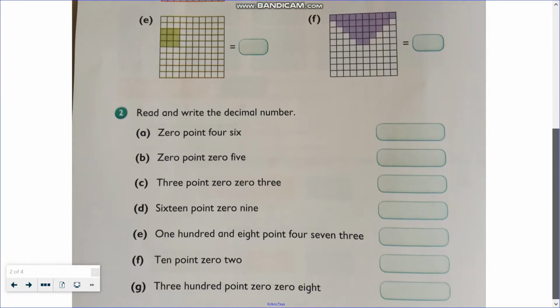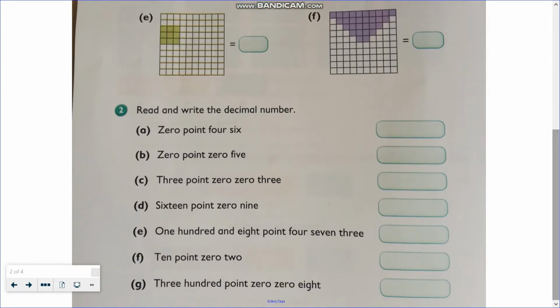Let's go to number 2. Read and write the decimal number. So we have 0.46. You can write it literally 0.46 or 46 hundredths. Letter B, 0.05. We can read this as 0.05 or we can also read this as 5 hundredths. Just do the same with the rest of the items.